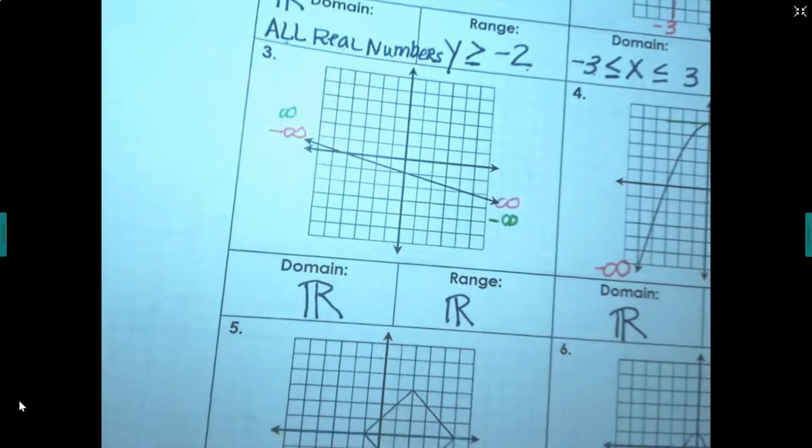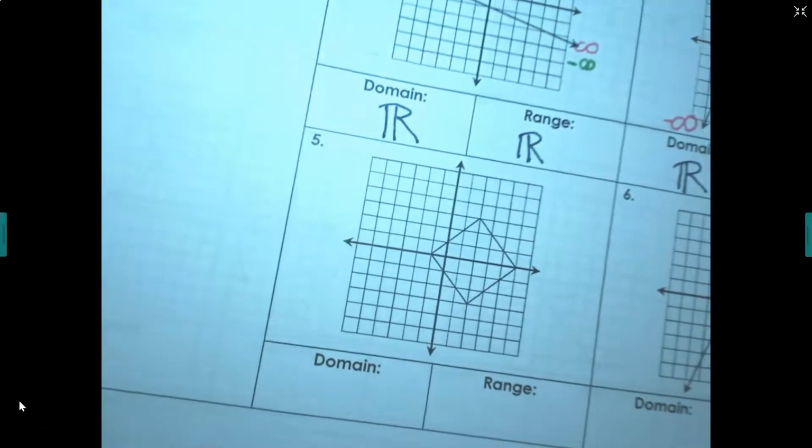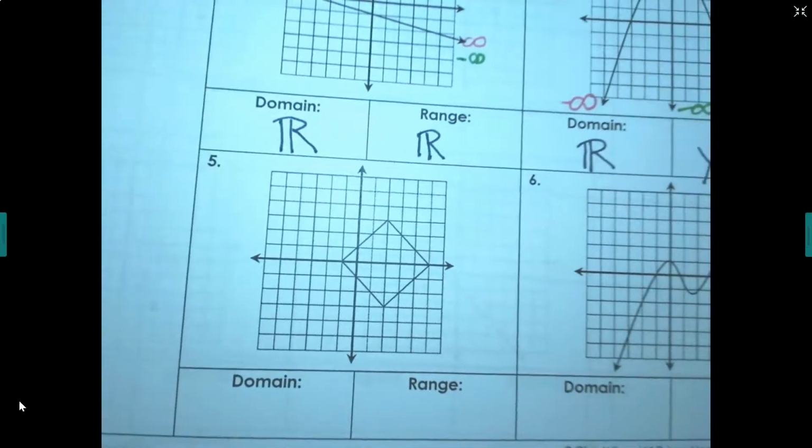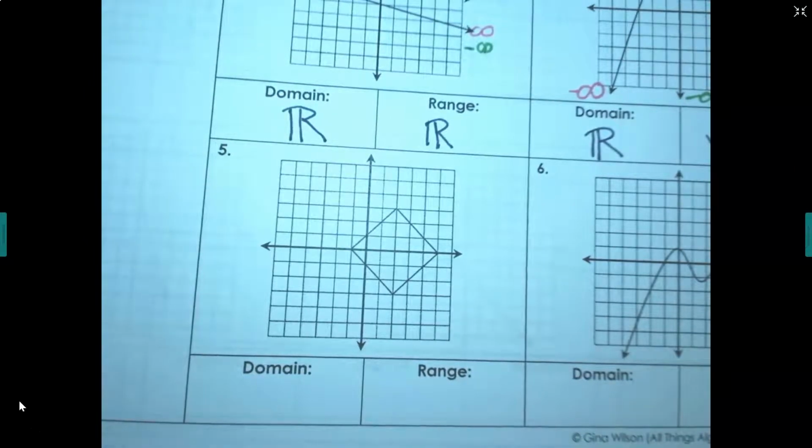Okay, let's try number 5. So number 5, it's a little bit easier. There's no arrows. When you look at the graph, you'll see there's no arrows there. This is a lot easier to see. So let's take a look at our domain. That's the left and right hand side of the graph. There's no arrows, so I know there's no infinities involved.